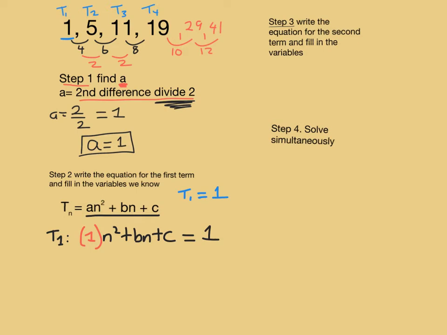So the first thing I did there was I just subbed in the number 1. So for n is equal to 1, what I'm going to do then is say 1 by 1 squared plus b by 1 plus c is equal to 1.